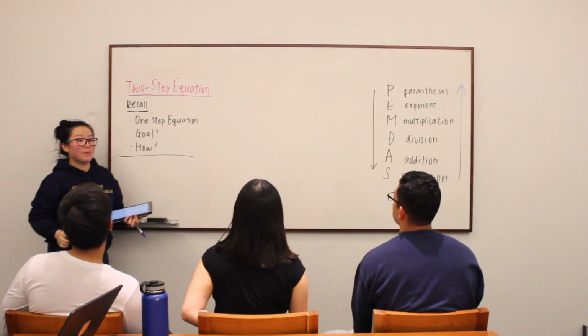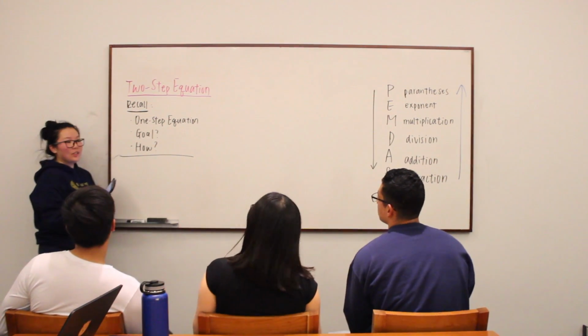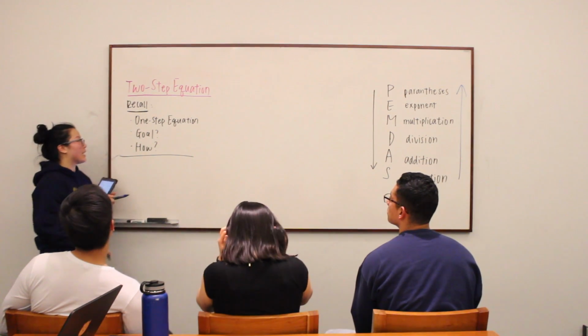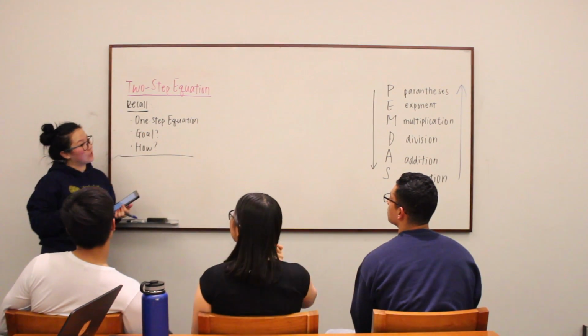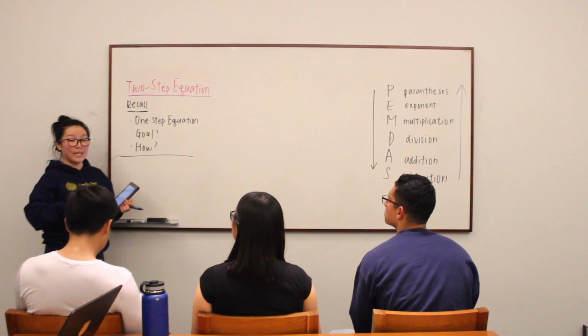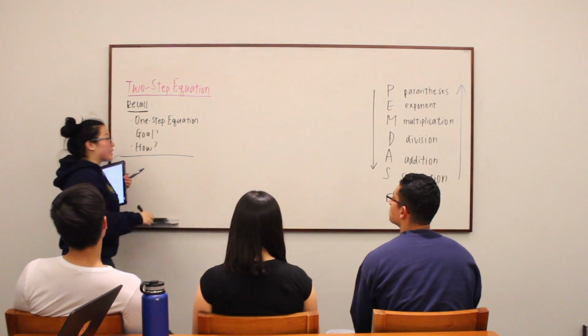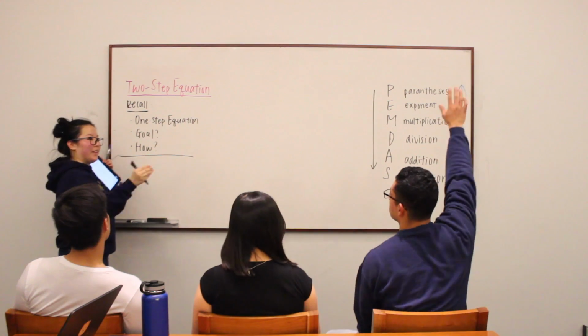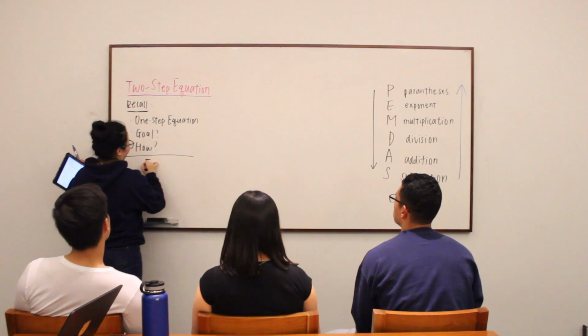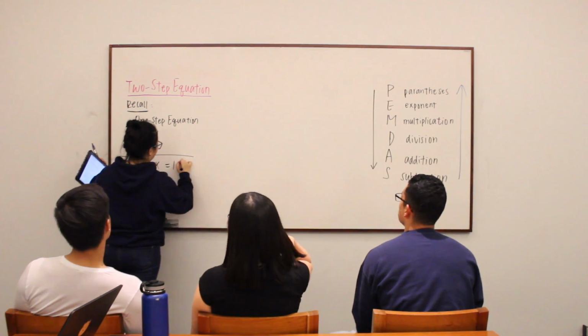Okay, so today we're going to talk about two-step equations. So let's recall what happened last lesson. Last lesson we talked about one-step equations, which are equations that involve one type of operation. So can someone give me an example of a one-step equation? Yep. 5x equals 10.